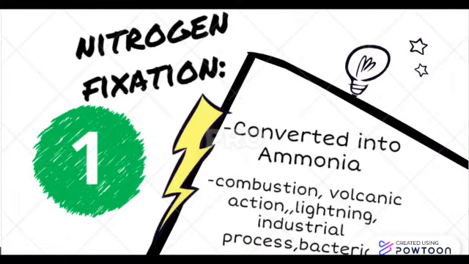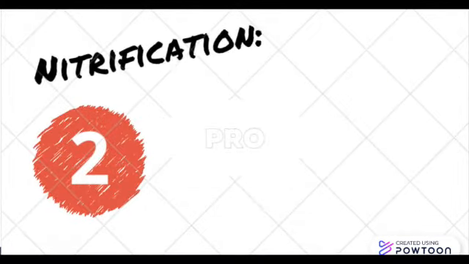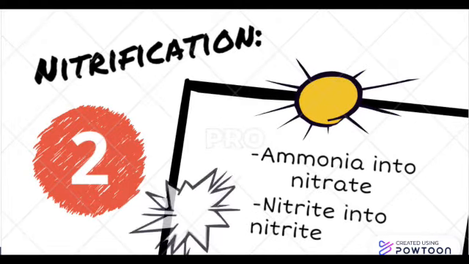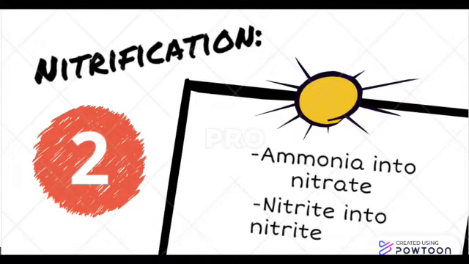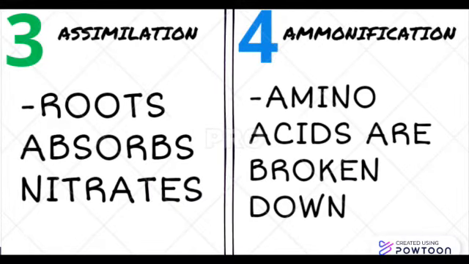Nitrogen fixation is a process in which the molecular nitrogen in the air is converted into ammonia, known as NH3. It may undergo combustion, volcanic action, lightning, industrial process, or bacteria. The next process is what we call nitrification. It is the biological oxidation of ammonia to nitrite, followed by the oxidation of the nitrite to nitrate. At this point, through the process of assimilation, roots absorb nitrates and incorporate them into nucleic acids and proteins.